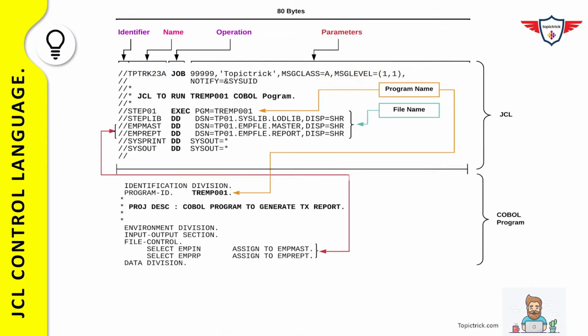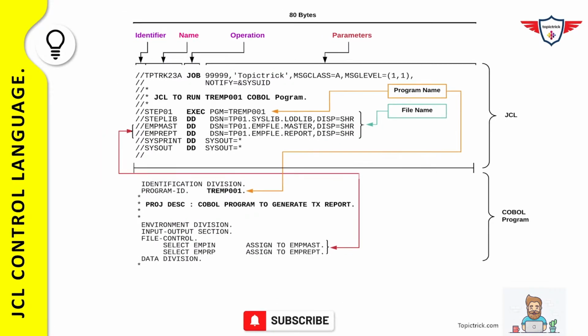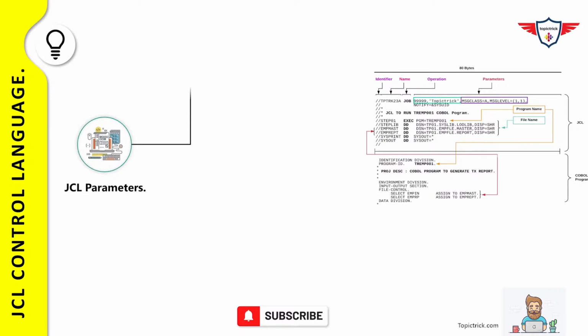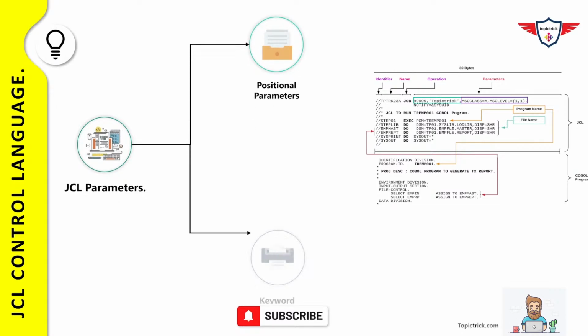Now let's talk about the second subtopic, that is JCL parameters. The JCL parameters are broadly categorized into 2 categories. First one is positional parameters and second one is keyword parameters. A positional parameter must be placed in a specific position within the JCL statement. If you want to omit a positional parameter, then you must replace that parameter with a comma.